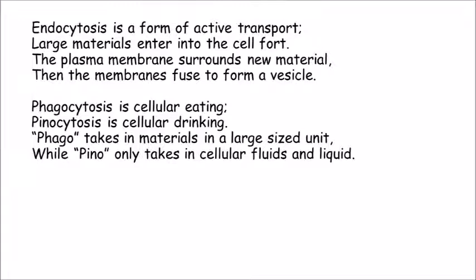Endocytosis is a form of active transport. Large materials enter into the cell. The plasma membrane surrounds new material. Then the membranes fuse to form a vesicle. Phagocytosis is cellular eating. Pinocytosis is cellular drinking. Phago takes in materials in a large size unit, while pino only takes in cellular fluids and liquid. Aight?